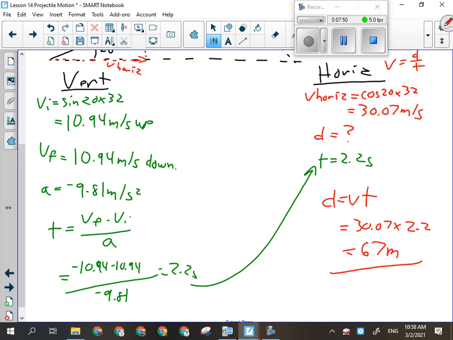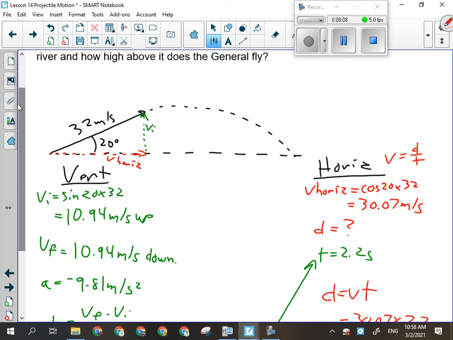Everybody follow how we did that? Okay? That's a very, very typical projectile motion question. The most common type asked is, here's some information, how far does it go horizontally, and now, what's the maximum height? Okay, so if we're looking at maximum height, I'm going to go back to our diagram here.